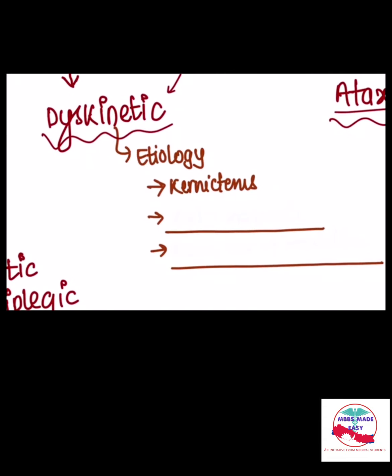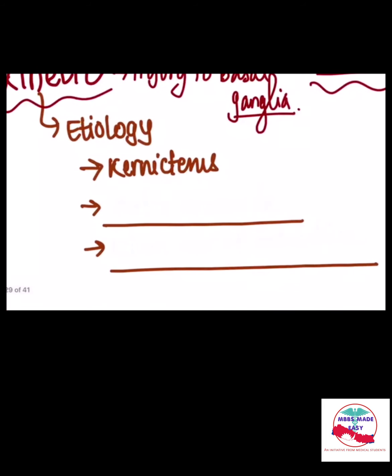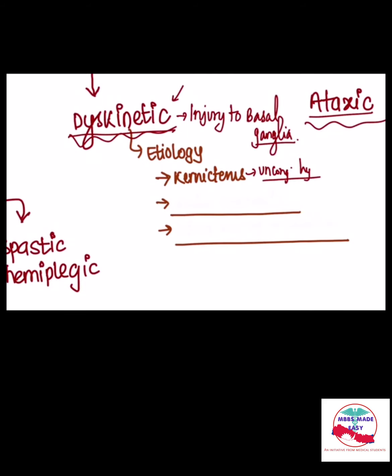Now, dyskinetic cerebral palsy occurs because there is injury to the basal ganglia, right? Now, why would there be injury to the basal ganglia? One disease I think almost all of us know is kernicterus. In kernicterus, there is unconjugated hyperbilirubinemia, which ultimately goes to the basal ganglia and stains them, and there is long-term irreversible damage to the basal ganglia. The patient typically presents with choreoathetoid cerebral palsy, also known as dyskinetic cerebral palsy.